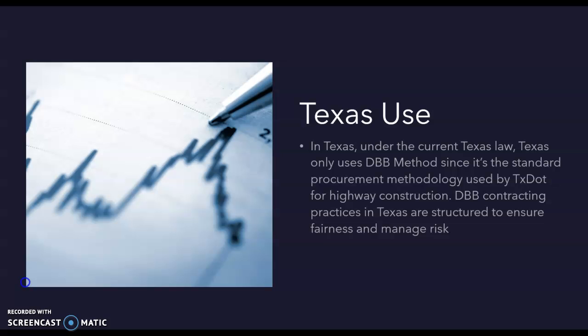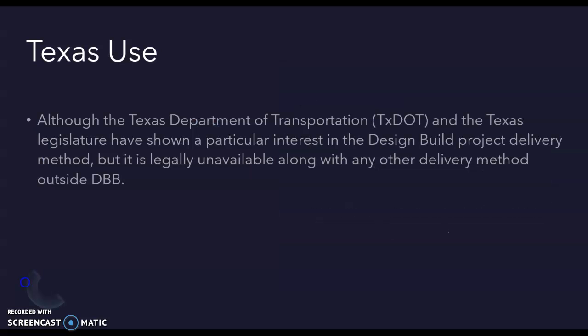Texas use. Under the current Texas law, Texas only uses design bid build methods since it is the standard procurement methodology used by TxDOT for highway construction. Design bid build contracting practices in Texas are structured to ensure fairness and manage risk. Although the Texas Department of Transportation and the Texas legislature have shown a particular interest in the design build project delivery method, it is legally unavailable along with any other delivery method outside design bid build.